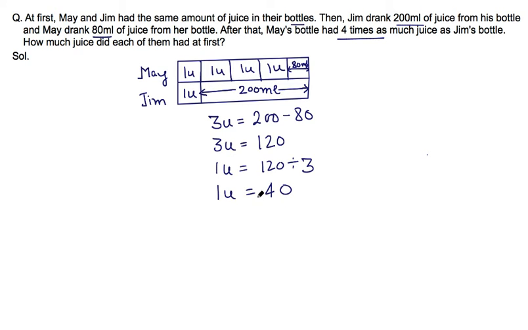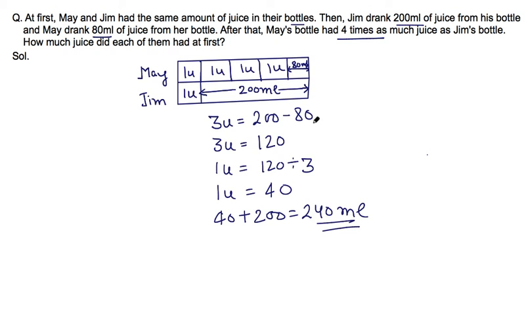Now let's look at the question once again. How much juice did each of them have at first? So there are 2 ways. Either you can find 4 units and then add 80 to it. Another easier way is, we already know how much Jim is left with. It's 1 unit. We just need to add another 200 ml. So we'll be taking the easier way. Just add 40 to 200. You will get 240 ml.